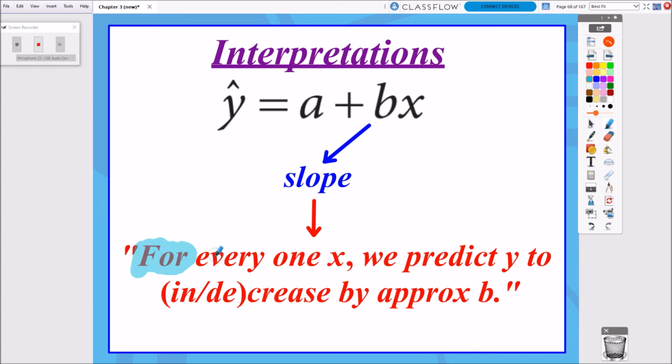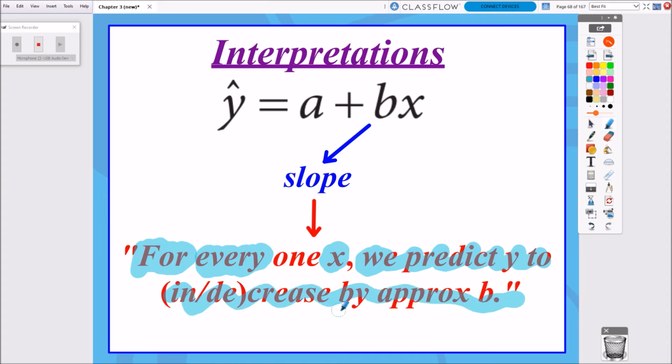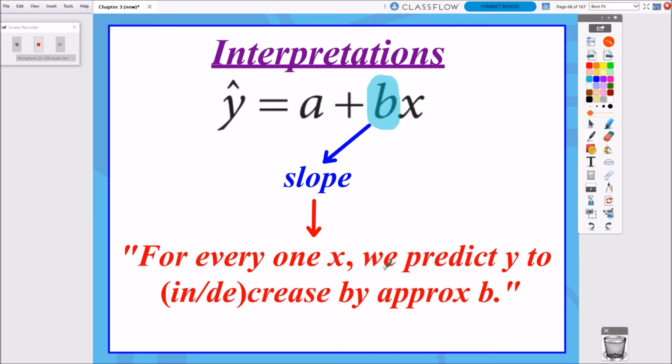And I would see students write, for every x, we predict y to increase or decrease, whatever it was, by approximately b. And at first glance, I was like, oh, they forgot the word 1. Is that really a big deal? And so I started asking around, and people would say, it is a big deal that they leave out 1. Because if you just say, for every hour studied, by default, that doesn't necessarily mean 1. You know, you could say for every 2 hours studied, for every 3 hours studied. So you do have to put this actual value of 1 in there when you interpret the slope.